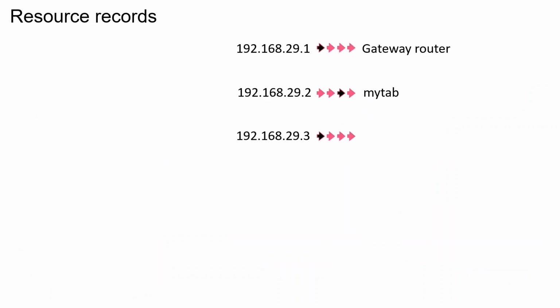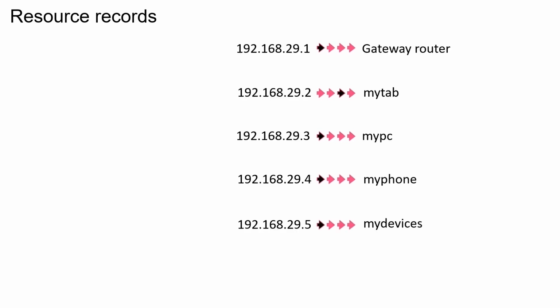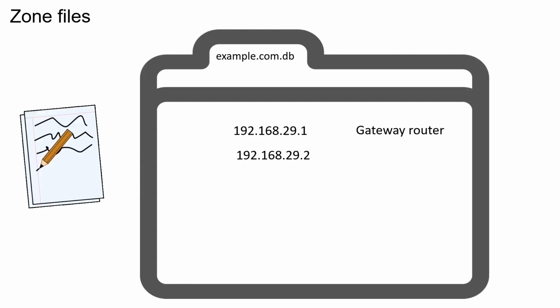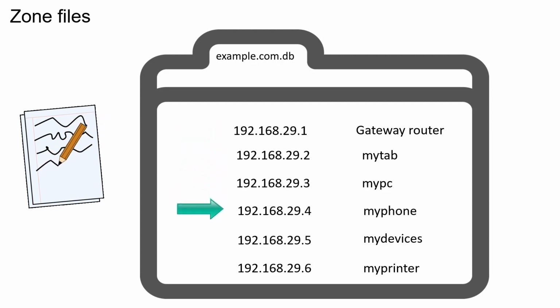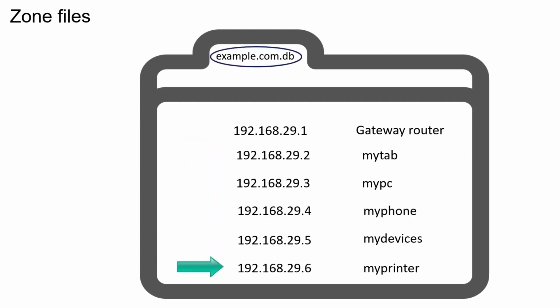DNS uses resource records to relate IP addresses with names. Each resource record maps an IP address with the name and defines the characteristics and properties associated with the name. DNS uses zone files to save resource records. Zone files are simple text files. In these files, resource records are saved in lines. A zone file saves data of a domain in the DNS database.